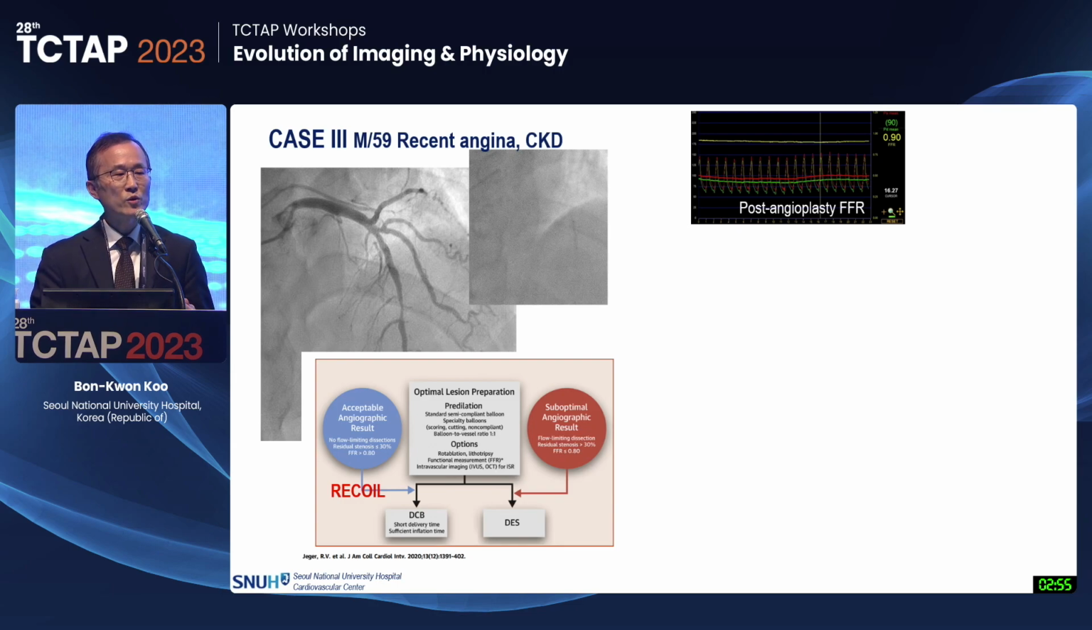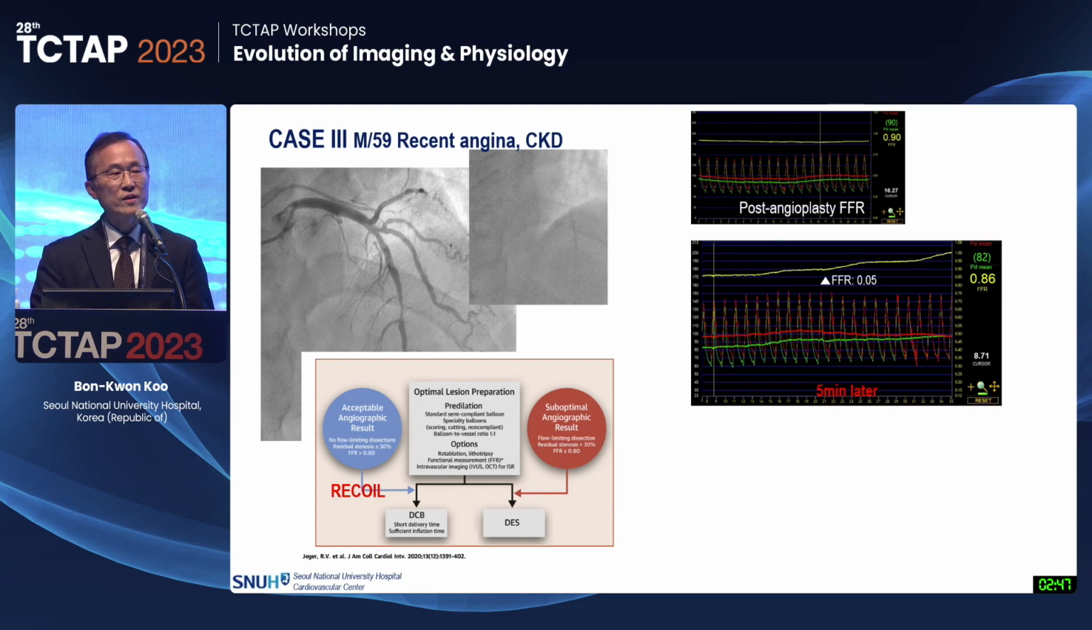We know that after balloon angioplasty, recoil occurs, so you have to wait a little bit, taking another shot, or simply doing a physiology, because the pressure wire is there, so what you need to do is just wait for a few seconds, and the physiology recoil happens. FFR has decreased from 0.9 to 0.86. The question is, what will happen 5 minutes later?